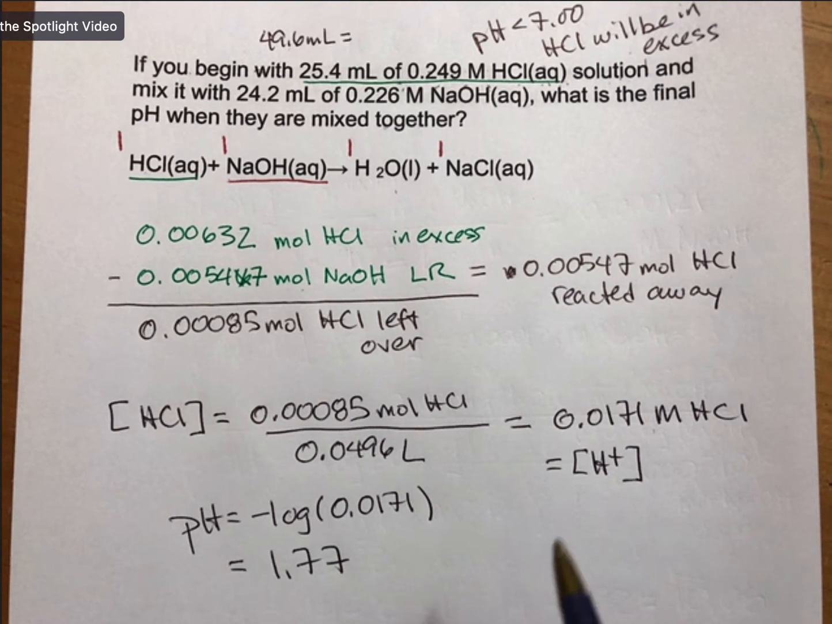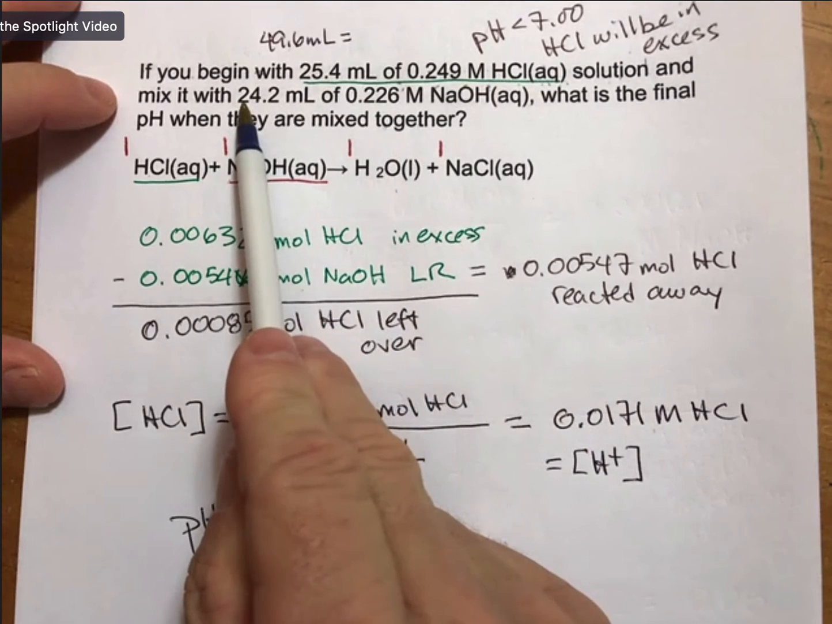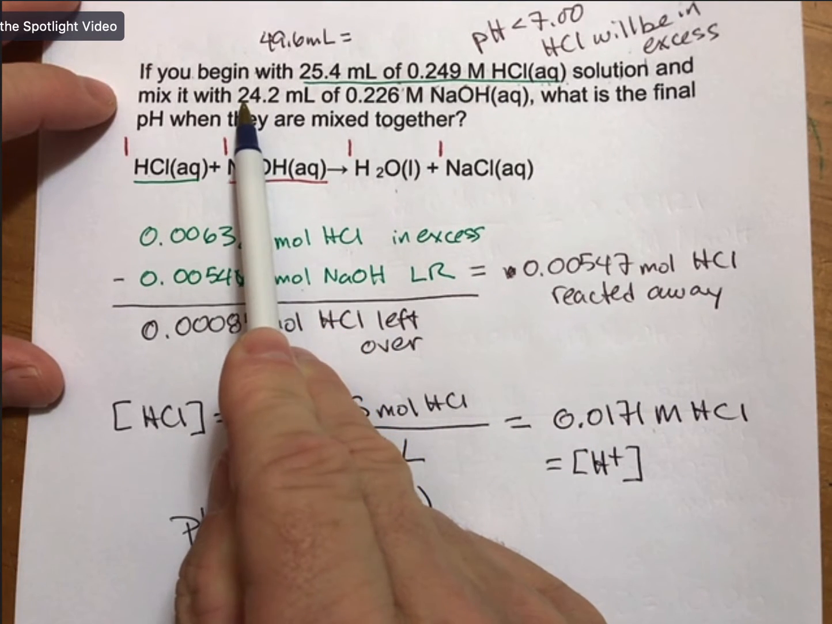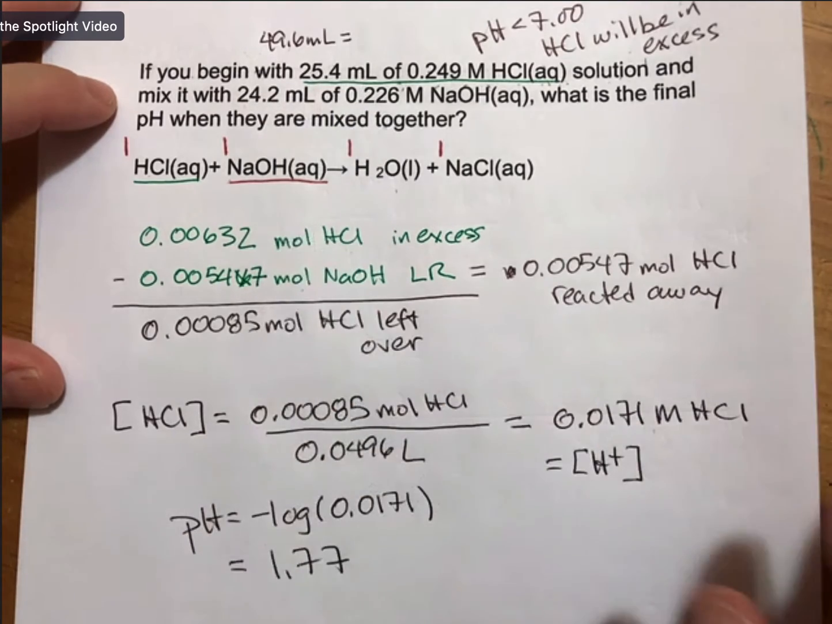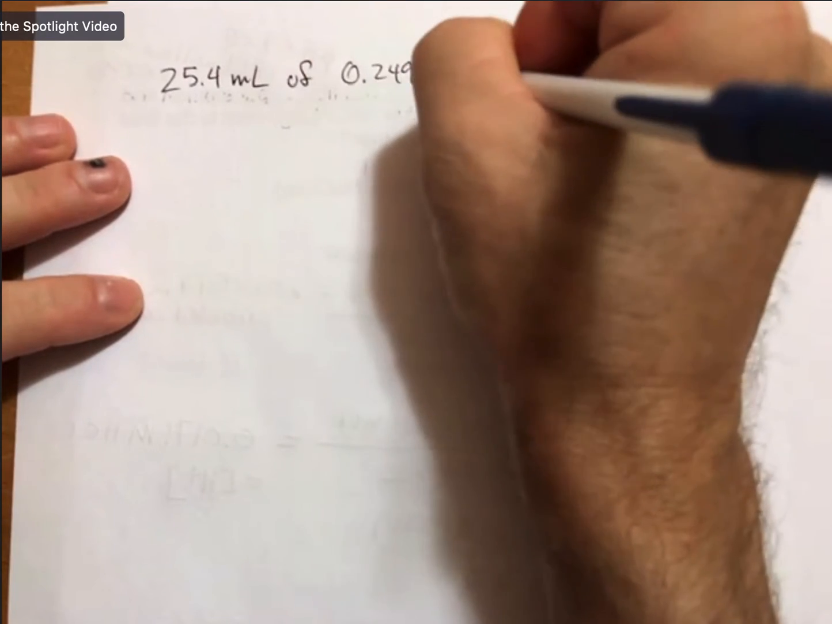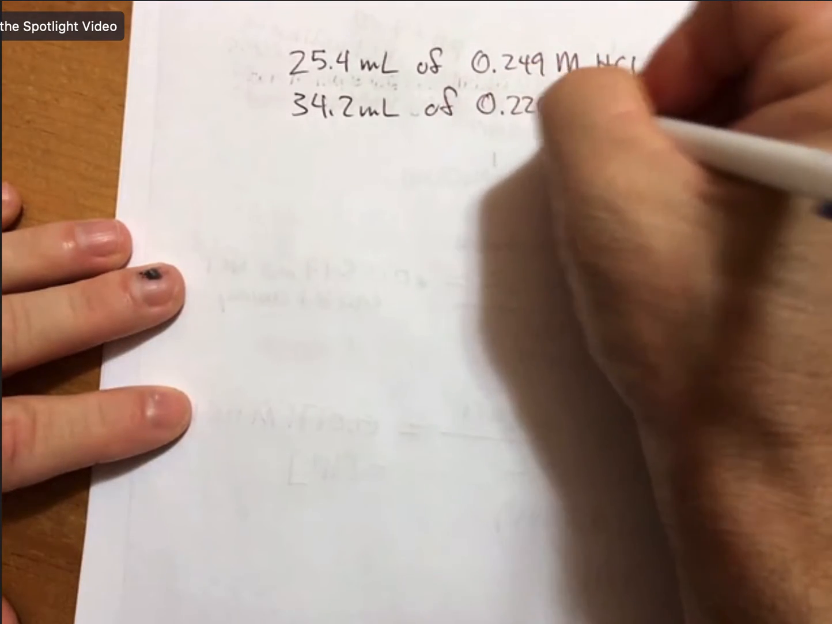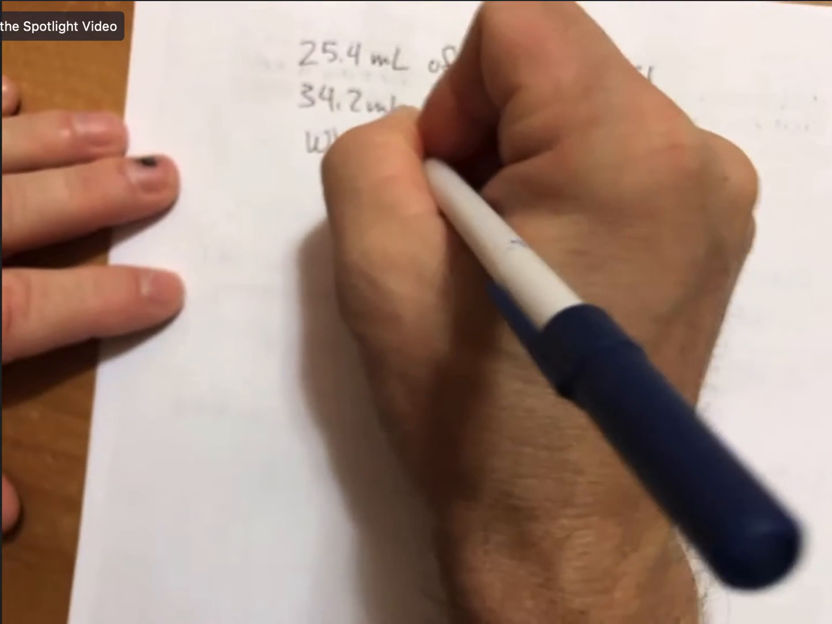Totally. So, how about this? I'm going to keep this the same for my HCl, and I'm going to change this to 34 milliliters, and then we'll work that one. So 25.4 milliliters of 0.249 molar HCl and 34.2 milliliters of 0.226 molar sodium hydroxide. And the question is, as always, what is the pH?